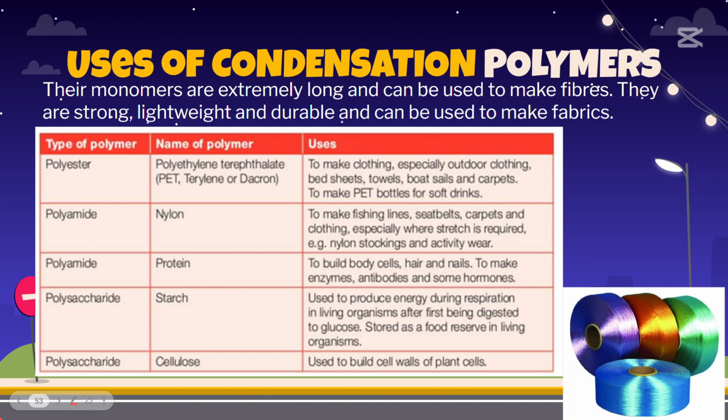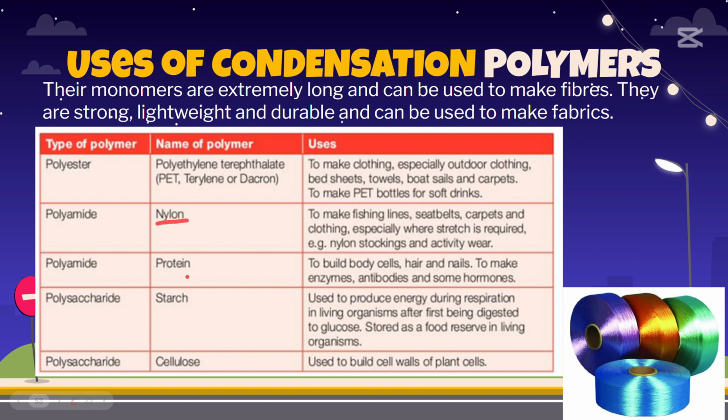So some uses of condensation polymers: for polyester, PET, Terylene or Dacron, polyethylene terephthalate, we use it for clothing, for outdoors, for towels, boat sails, carpets, soft drinks. We also use it for packaging, for example water bottles and food containers. For polyamide, we have nylon. Nylon is a good example of polyamide. We use it for fishing lines, seat belts, carpets, and clothing, and nylon stockings and some other active wear.